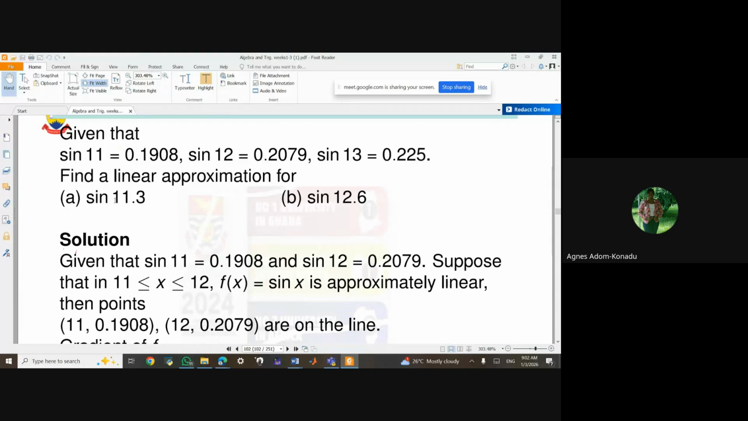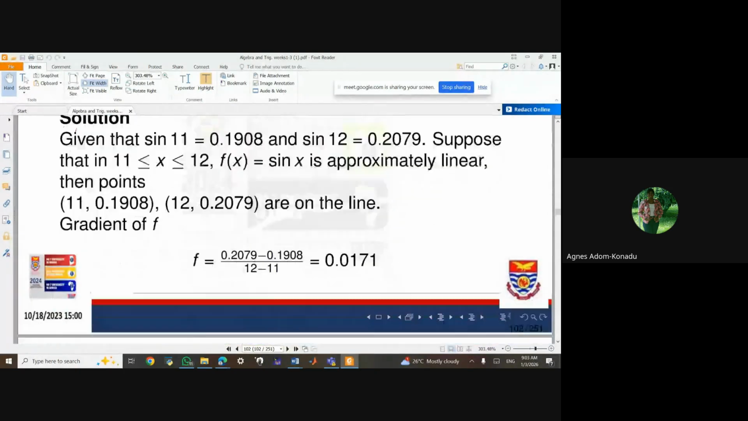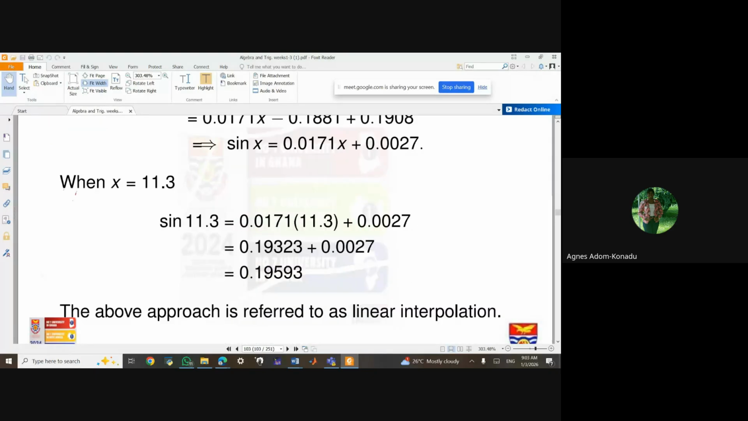But I want to find sine 11.3. So I have x to be 11.3. In place of this x, I will substitute 11.3. So sine 11.3 will give me this times 11.3 and everything. When I simplify, I'm going to get 0.19593. And what I have done here, we call it a linear interpolation.